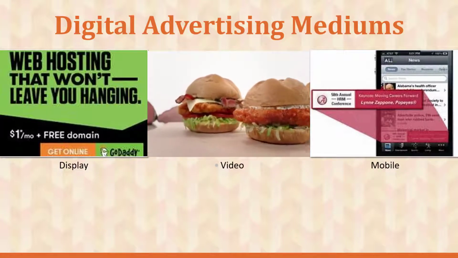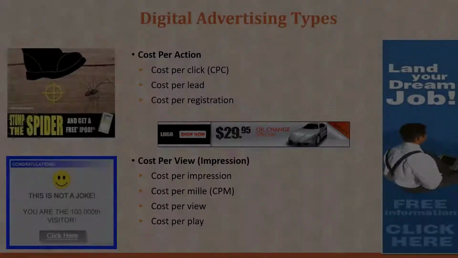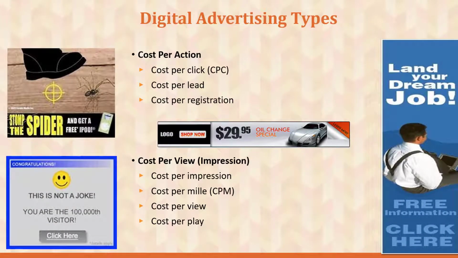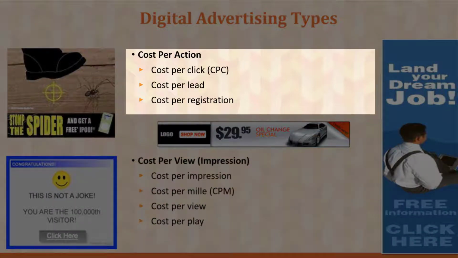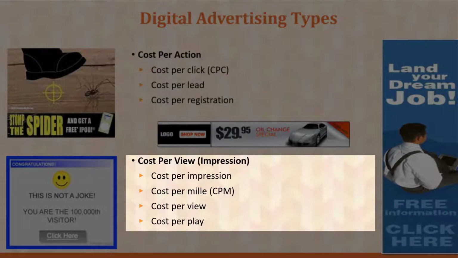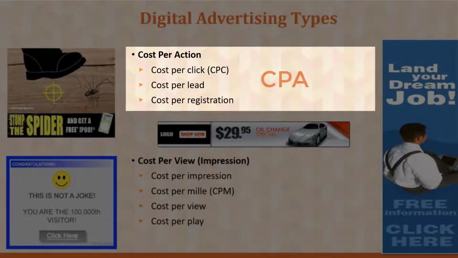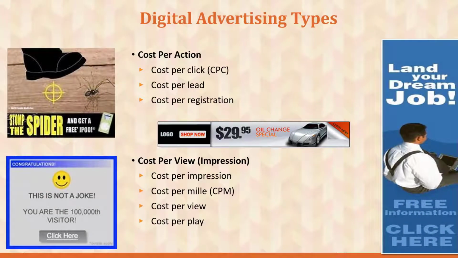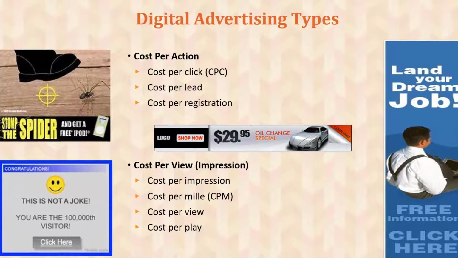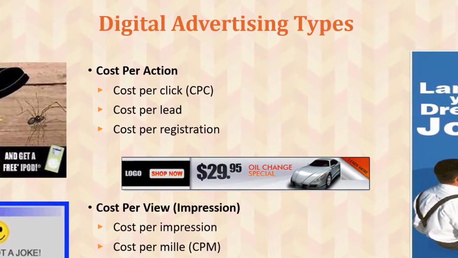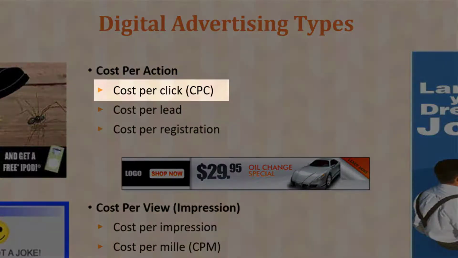But in terms of categorizing ad types in a less abstract manner, let's look at what causes money to exchange hands. There are two main advertisement classifications: cost per action and cost per view. Cost per action, or CPA, has money exchanging hands when a user takes some action to pre-qualify themselves as potentially interested. The most common type of pre-qualification is a click. This is known as cost per click.